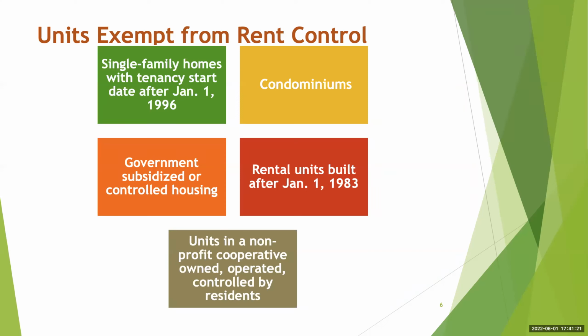Those would be units such as Section 8 tenants or Section 8 properties, because those rents are already regulated through that agency. And rental units built after January 1, 1983, those units are referred to as new construction. Generally your ADUs are going to fall within that exemption. Also, units in a nonprofit, cooperative owned or operated, controlled by residents, are going to be exempt from rent control, particularly because a majority of the owners live in those spaces.